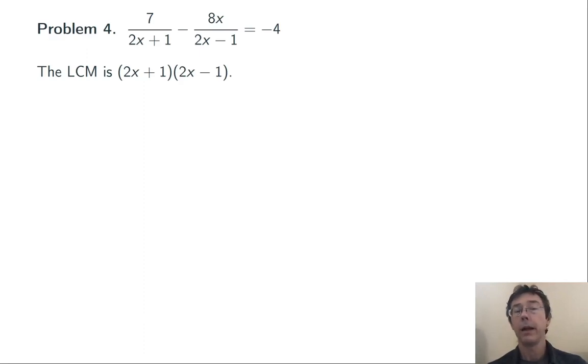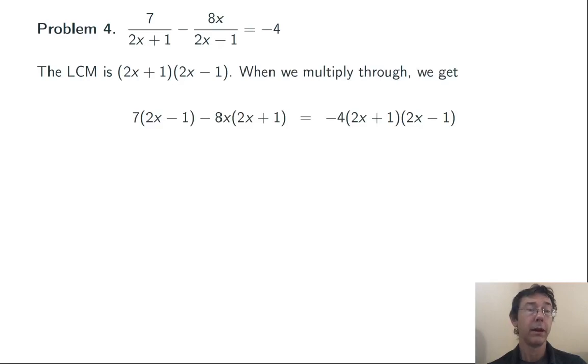When I multiply the first rational expression by that, the 2x plus 1's cancel and I'm left with 7 times 2x minus 1. Similarly, when I multiply that LCM by 8x over 2x minus 1, the 2x minus 1's cancel. And when I multiply it by negative 4, well, I just get negative 4 times that LCM. I need to FOIL everything out, combine like terms, and solve the polynomial equation.